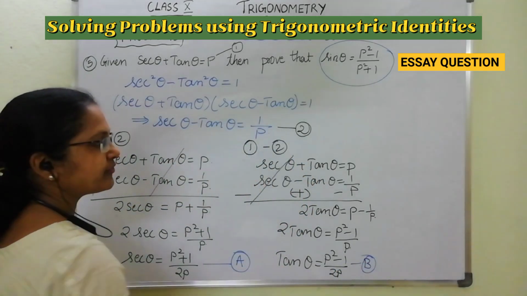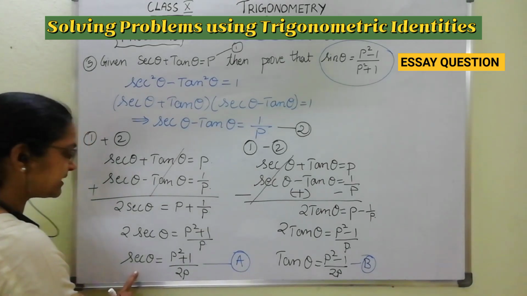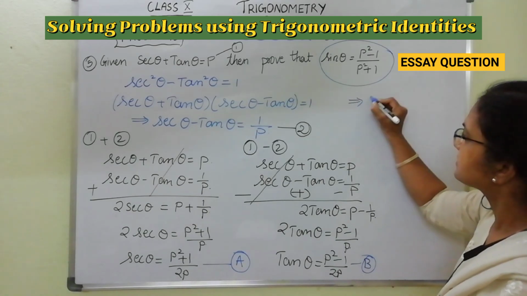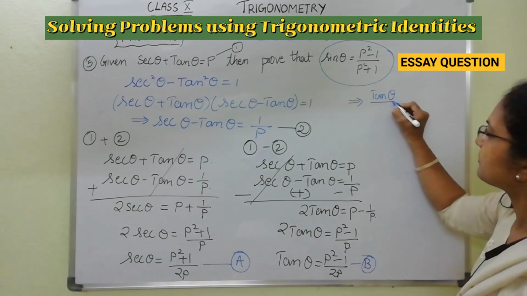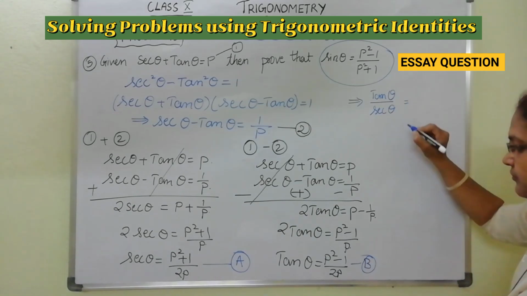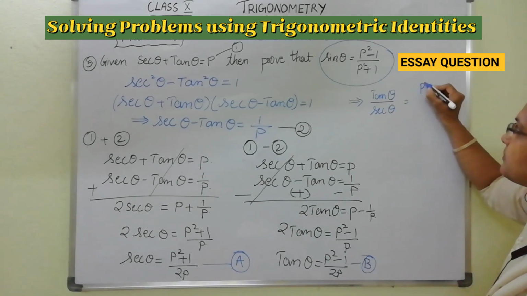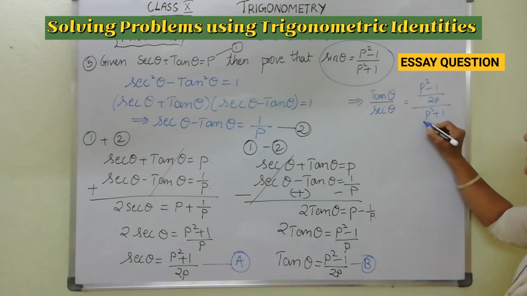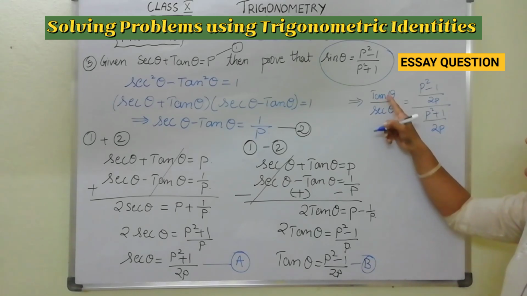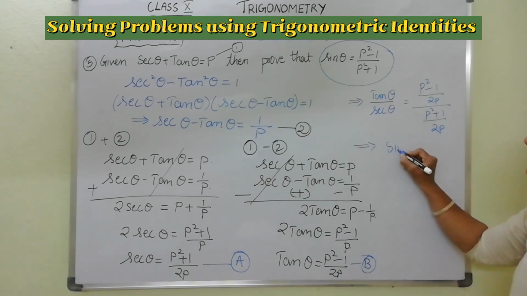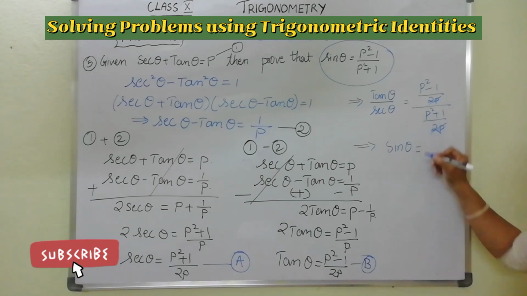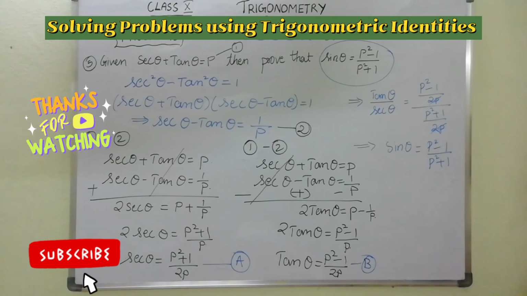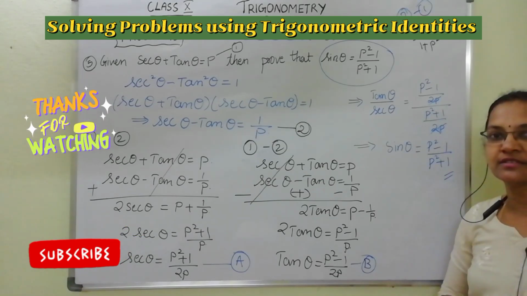Now we are going to take the help of a and b. Tan theta by secant theta is sine. Always remember. So we will be taking it as tan theta by secant theta. If I write it, tan is p square minus 1 by 2p, divided by p square plus 1 by 2p. This is sine theta. 2p gets cancelled. P square minus 1 by p square plus 1. Hence proved. Thank you.